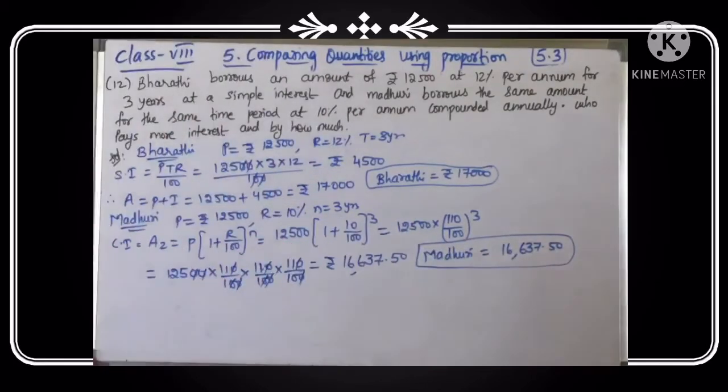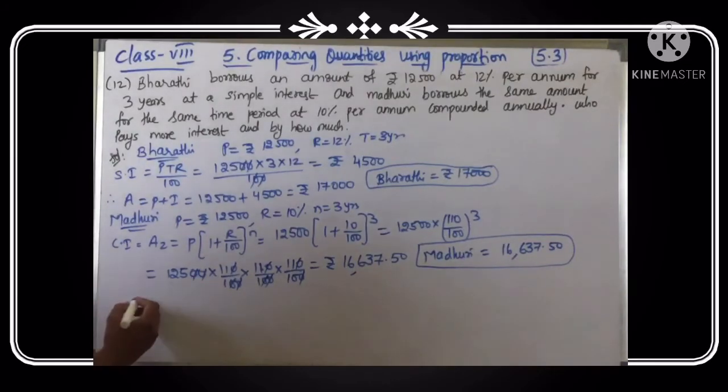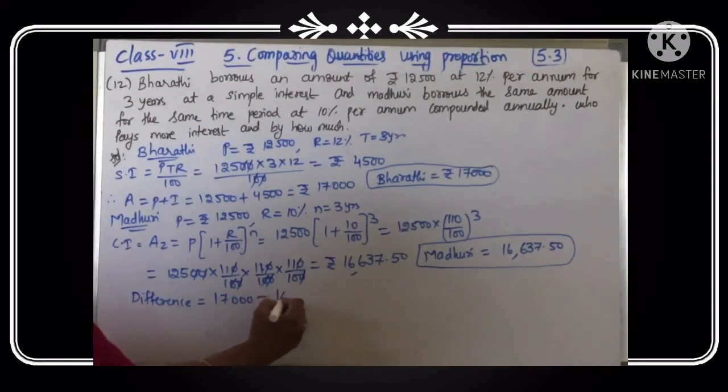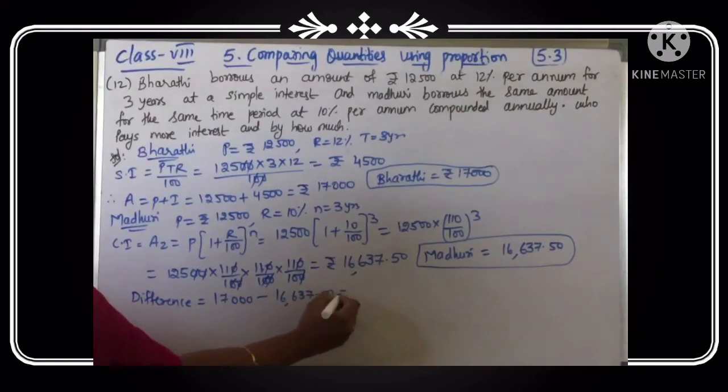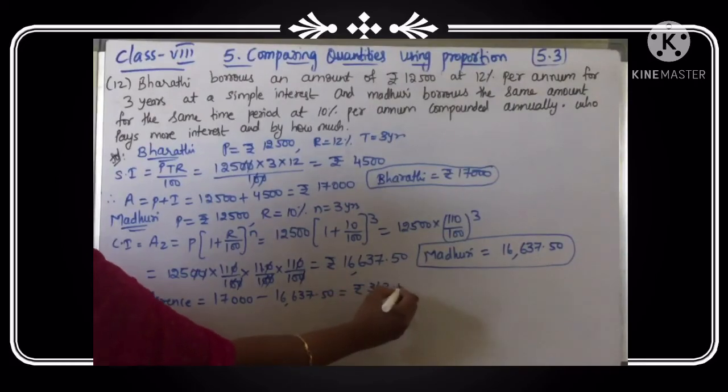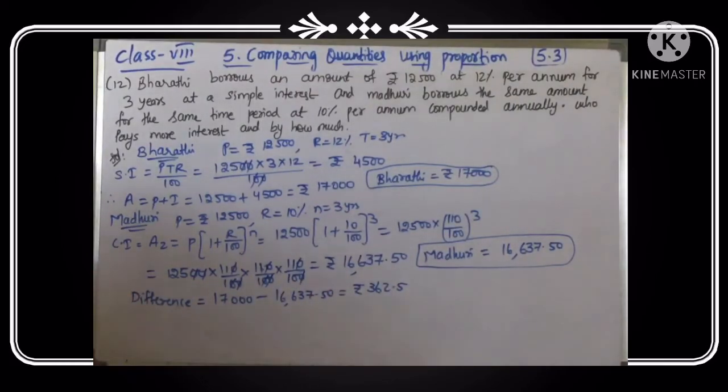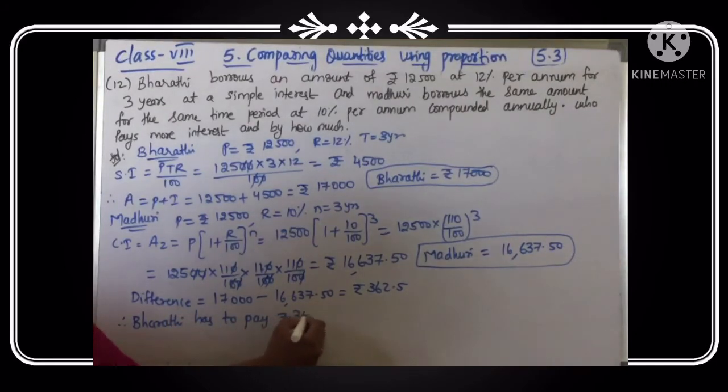So by seeing the values we can say that Bharati has to pay more interest, right? So here we'll find the difference. Here the difference is nothing but 17,000 minus 16,637.50. When you find here, you will get 362.5. That is 362 rupees 50 paise. Therefore, Bharati has to pay rupees 362.5 more than Madhuri.